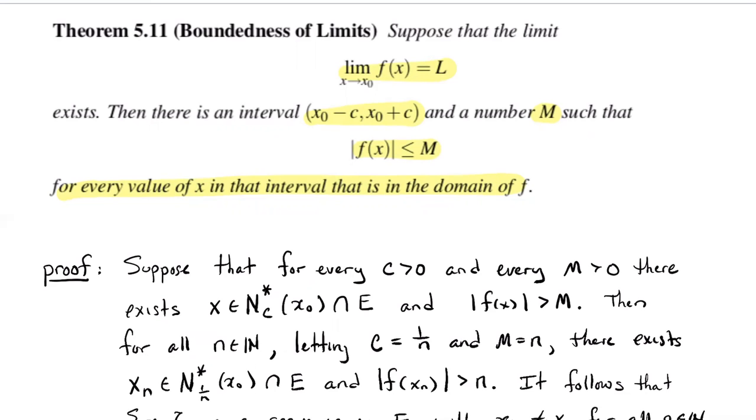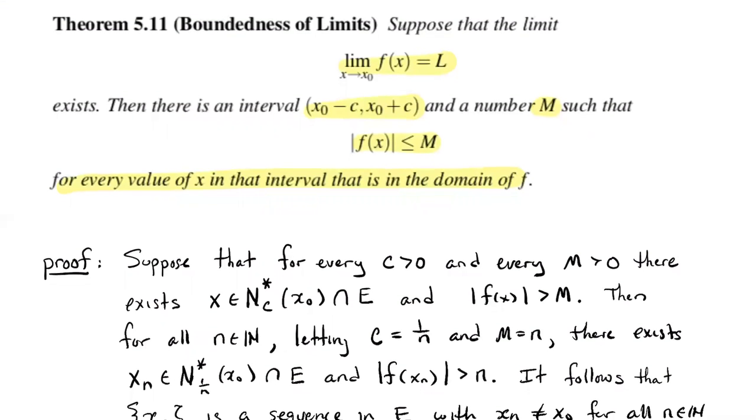All right, so I'm going to set this up as a contrapositive proof. Where are the quantifiers? It's saying that there exists some interval and there exists some number m.